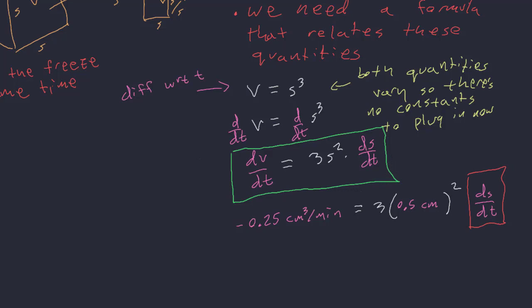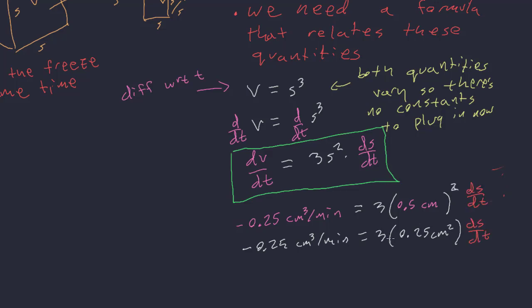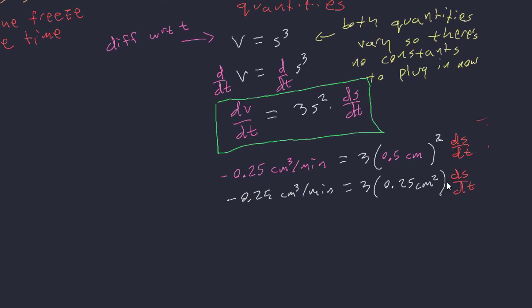Right? And it should just be a matter of simplifying what we have and solving a basic equation. We'll have 3 times 0.5 centimeters squared, so that should be 0.25 centimeters squared. And I should clean this up a little bit. There we go. Now it's not taking up so much room. And then 3 times 0.25 is going to be 0.75 centimeters squared times ds dt. And now we just divide both sides by 0.75.